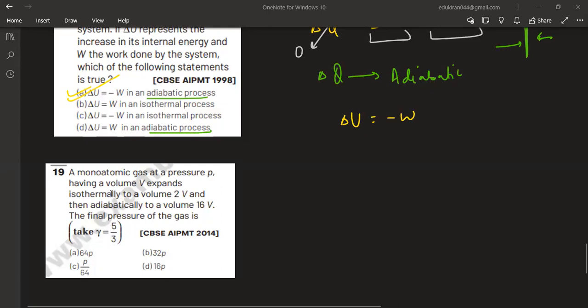Initially use it for isothermal, use the simple equation P1 V1 is equal to P2 V2. From that, get the pressure and then apply it to the adiabatic equation last. In the last class yesterday, we wrote certain equations for pressure, volume, and all using gamma. So gamma is also mentioned.